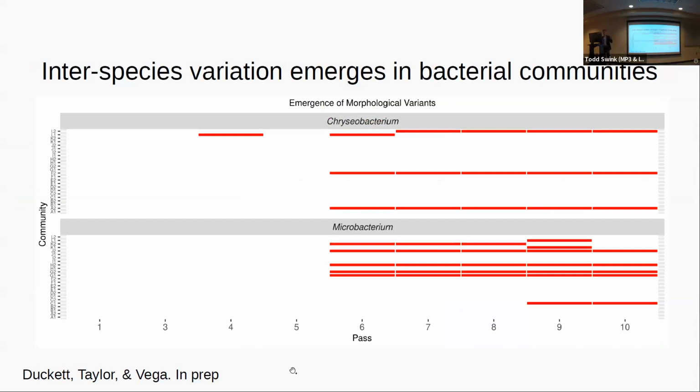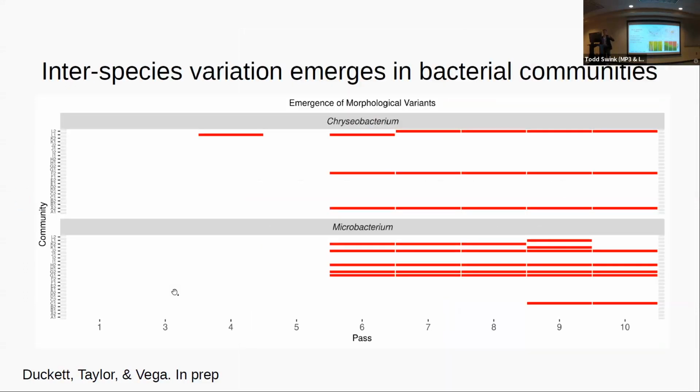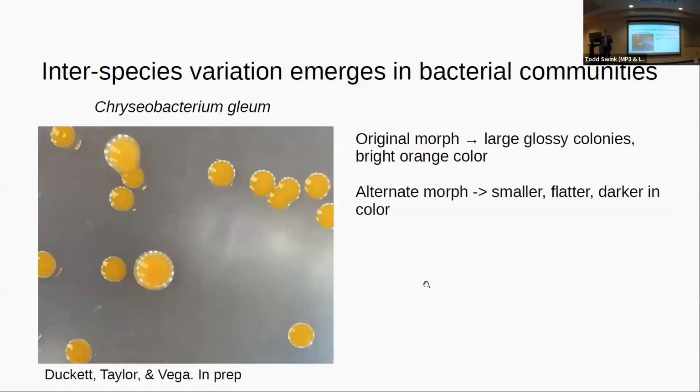So not only are we having variation across communities in terms of the composition, this banding pattern, we're having variation within the taxa. Specifically, what we saw is in Chryseobacterium and Microbacterium, we have morphs emerging on the plates. This is visible variation. And this is what this looks like. So I'm just going to show you procedurally, that's where we're going to focus. This big guy here, this is our original morph. It's big, it's goopy, it's shiny, it's safety orange.